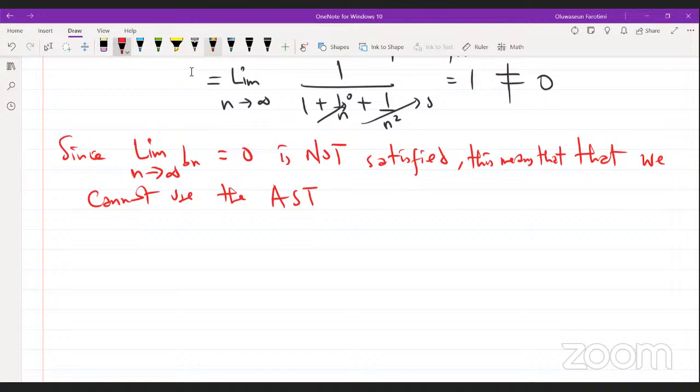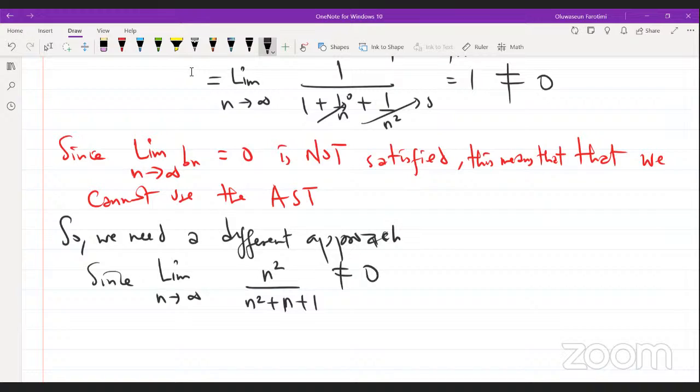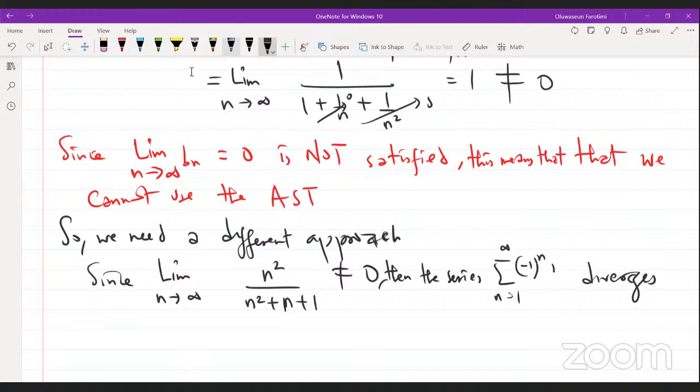So if this fails, what can I do? We need a different approach. Do you remember the TFD, test for divergence? That's it now. So since the limit as n goes large of this guy is different from 0, then the series diverges. In the series, this guy diverges by the test for divergence.